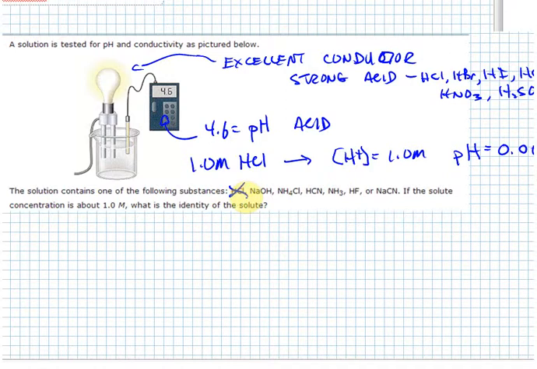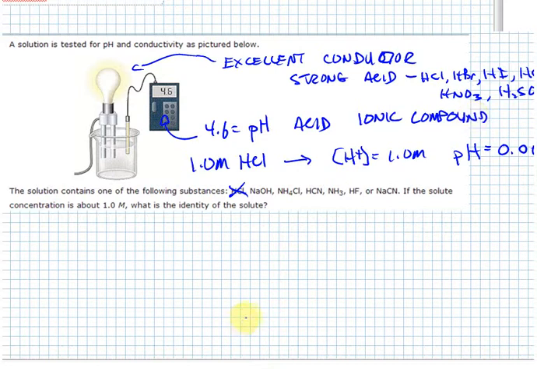All right, good. So two things we've got to come up with. We've got to come up with an excellent conductor, and we've got to come up with the pH. Okay, I got ahead of myself. Other way to have an excellent conductor: an ionic compound. Ionic compounds that dissolve in water completely dissociate. So we've already ruled out one.